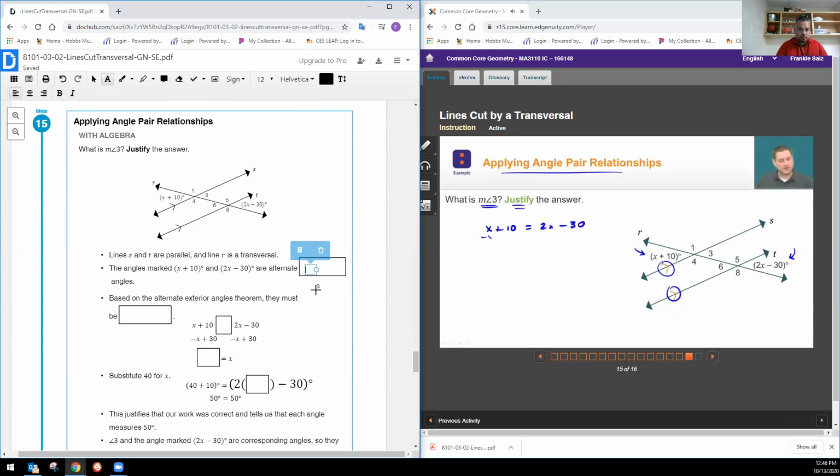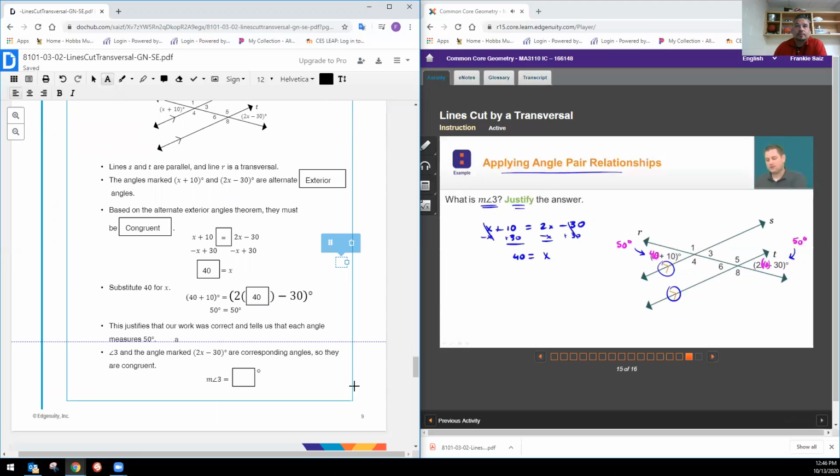All right, well, I can subtract x from both sides using the subtraction property of equality, and I can also add 30 to both sides using the addition property of equality, and I'm going to get an x value equal to 40. So with that 40, I can substitute it back in for x. I'm going to get 40 plus 10, which gives me 50 degrees over here on the left. And if I plug 40 in over here, well, 2 times 40 is 80, and 80 minus 30 is 50. So that gives me 50 degrees on this side as well.